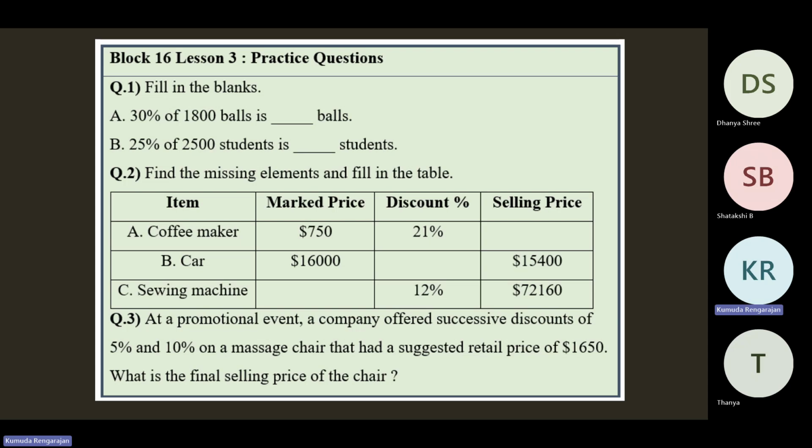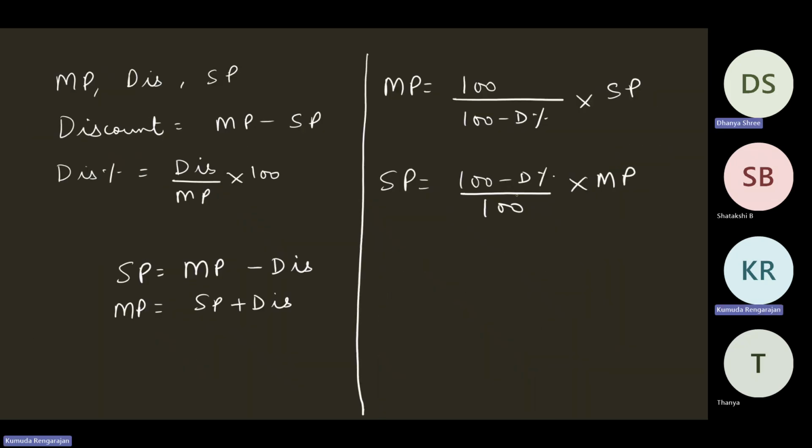Now, this is your task. We'll just go through the questions and make sure that you can do this by yourself. See here, 30% of 1,800 balls, 25% of so many students. So you can answer these two easily. Then complete the table. The mark price is given, discount percent is given. You should find the selling price using the formula which we just saw here.